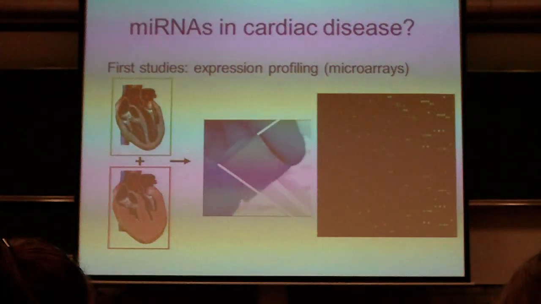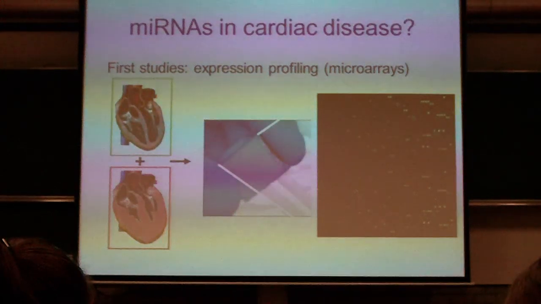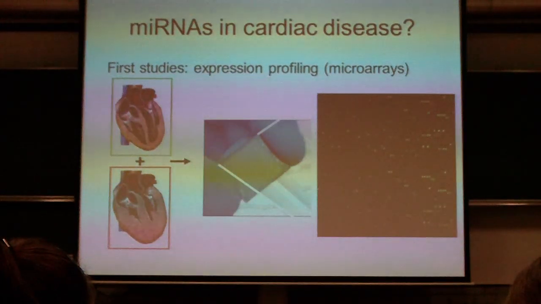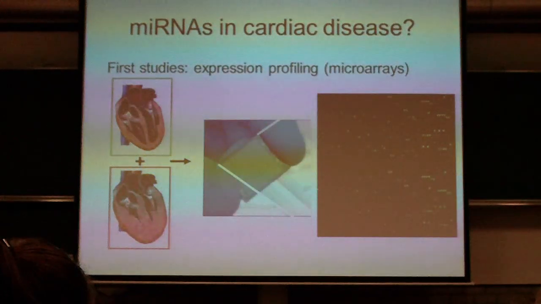So what about microRNAs in cardiac disease? In 2006, the first studies were published. And what people typically do is they look at gene expression arrays. For microRNAs, that was not that easy.